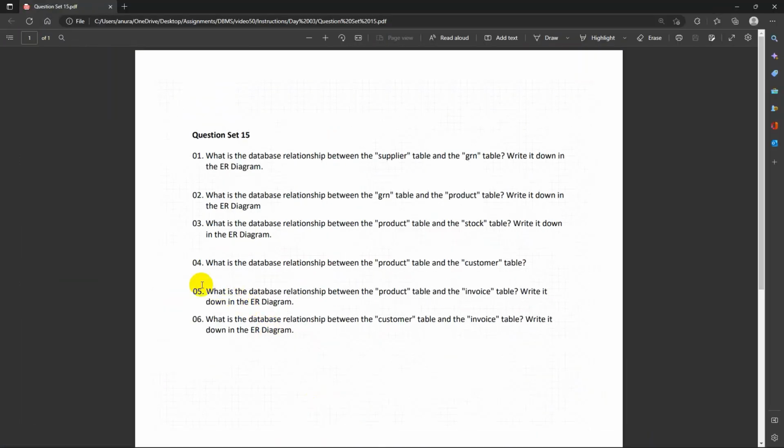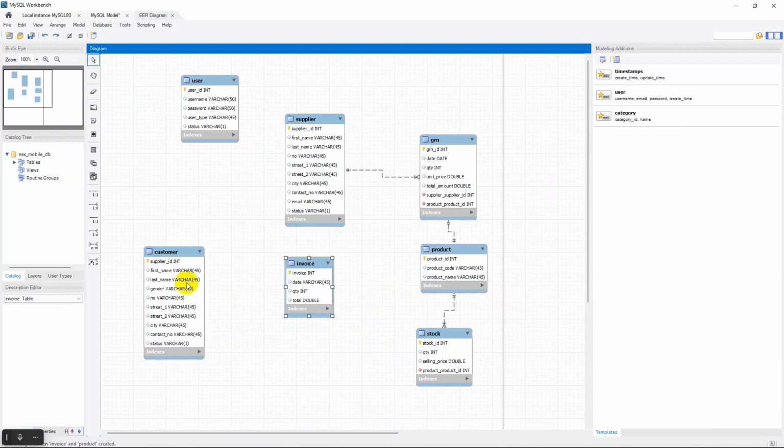In the fifth question and the sixth question, they say we have to create relationships between the product table and the invoice table, and also the customer table and the invoice table. I'm going to create them. You can understand this is a one-to-many relationship. Sorry, other side. Okay, this is also a one-to-many relationship.